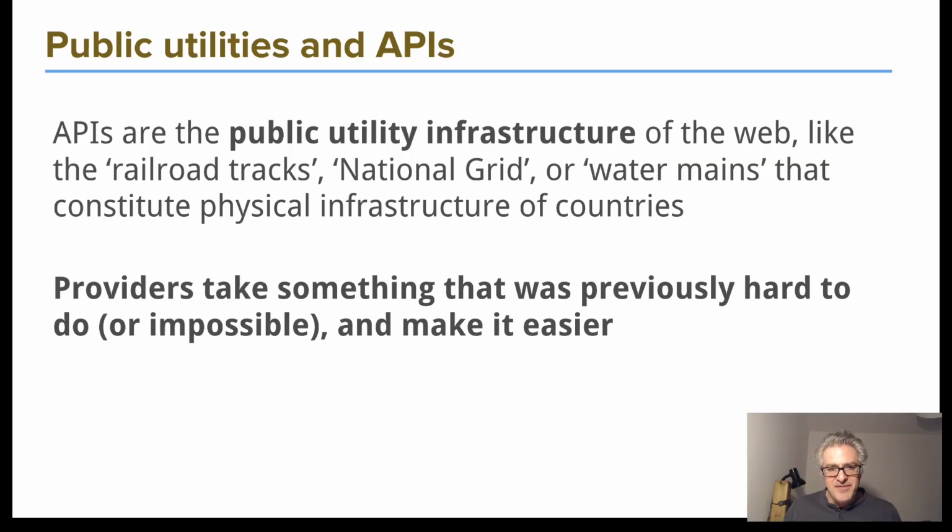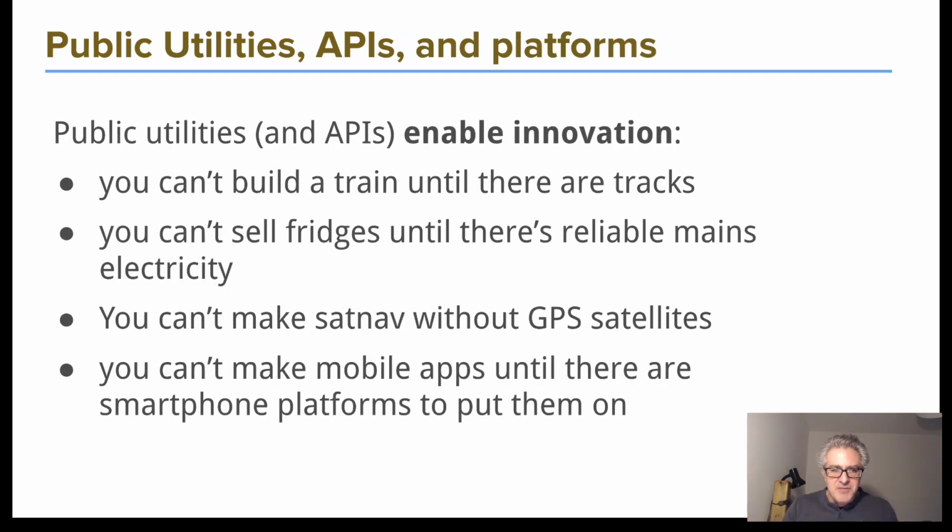I'll just conclude with a little bit of a different presentation that talks about APIs being the public utility infrastructure of the web, and by extension, all of health tech doesn't have these things. You've got to have railroad tracks before you can build a train. You've got to have reliable mains electricity before you can build a fridge that you can just sell everywhere. Without the satellites, you can't make a sat nav. You can't start writing mobile apps until there's a platform to put them on. So these public utilities of the web, essentially APIs, enable innovation.